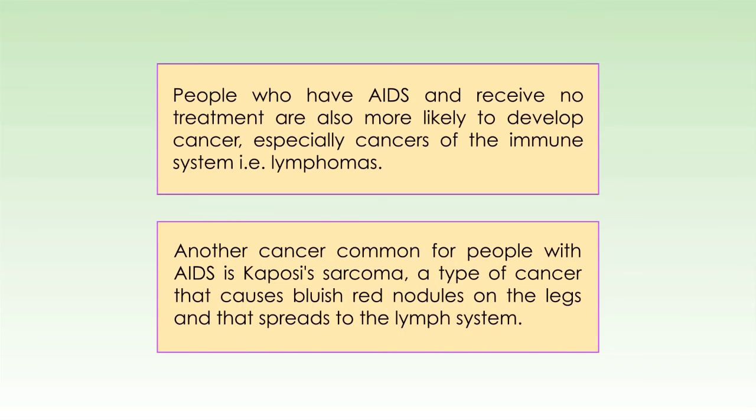Another cancer which is common to people with AIDS is Kaposi sarcoma, which is a type of cancer that causes bluish red nodules on the leg and then spreads to the lymph system. So women with AIDS are prone to developing cancer of the cervix. And most of the people with AIDS die from the diseases that AIDS make them more susceptible to. The virus occasionally infects the brain, causing dementia that gets worse over time.